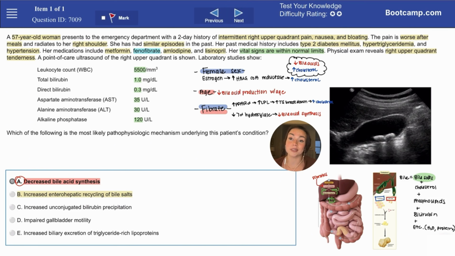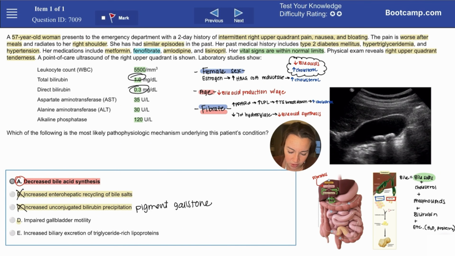Increased enterohepatic recycling of bile acids would be a good thing and would be protective against gallstones. So this is not correct. Our next answer choice, increased unconjugated bilirubin precipitation, is representing a pigment gallstone. These are the black gallstones that aren't caused by cholesterol. They're instead caused by a bunch of increased unconjugated bilirubin, often in chronic hemolytic diseases. We have no reason to believe that our patient is chronically hemolyzing. Pigment gallstones in general are less common than cholesterol gallstones. Plus, this patient's labs are totally normal, so this is not our answer.